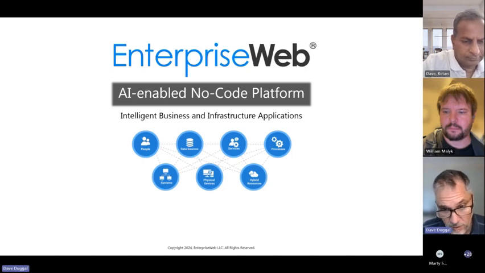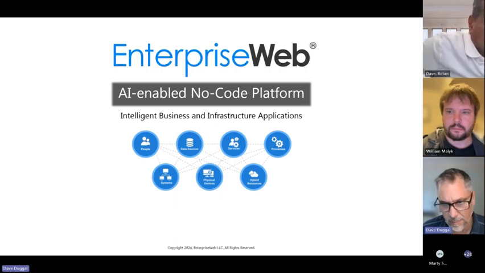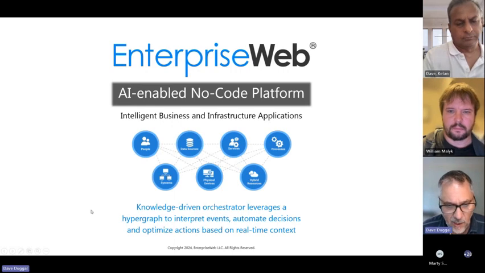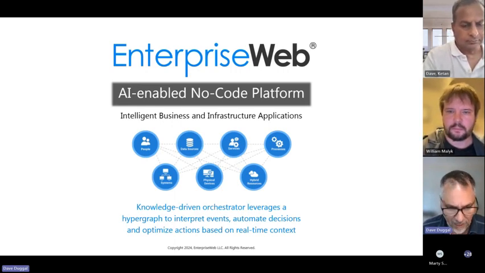We do hardcore stuff across a variety of industries. And so Enterprise Web is all about using real-time information for intelligent business and infrastructure applications. And as that little graph icon suggests, Enterprise Web is effectively a knowledge-driven orchestrator. We're leveraging a hypergraph. A hypergraph is a different kind of graph technology.